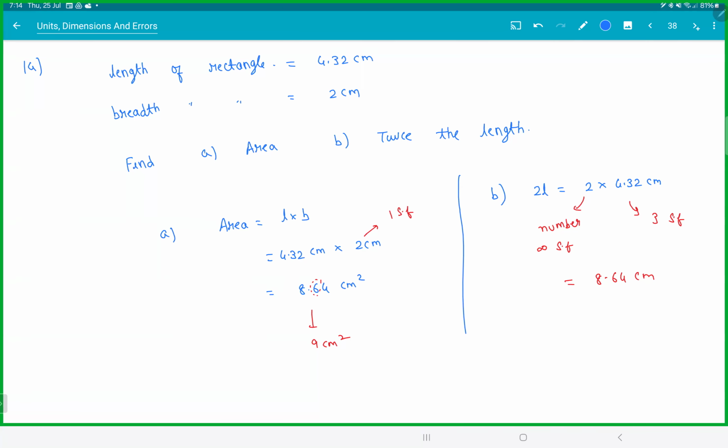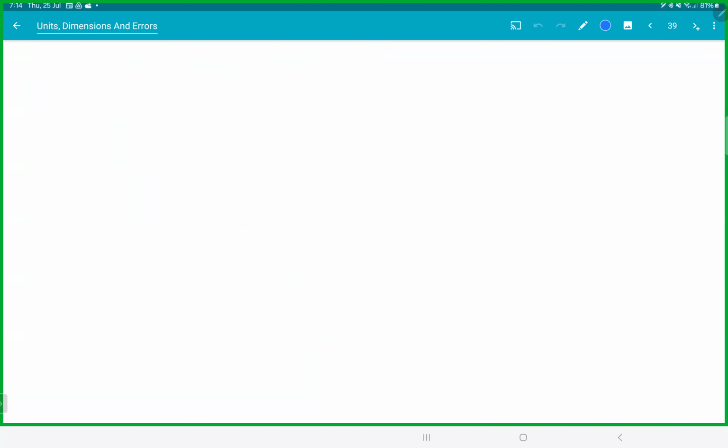Errors. Turning the page. Any doubts on this, please ask. So what's an error? The difference between the actual value and the measurement.